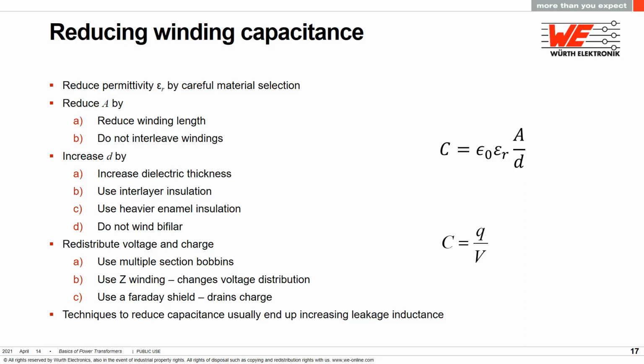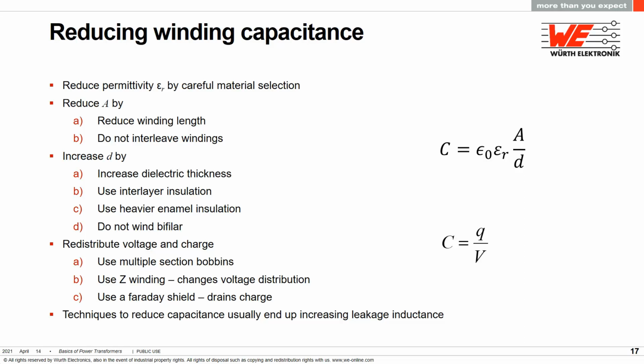We want to reduce the area if we can by reducing the winding length. We wouldn't want to interleave it. If we can make the part smaller, it would reduce the mean turn, which would reduce the area. Increase the distance between windings as much as possible by using extra thicknesses of insulation. The use of interlayer insulation between each of the individual layers in a winding reduces intra-winding capacitance, as does using heavier enamel. Avoid bifilar windings.